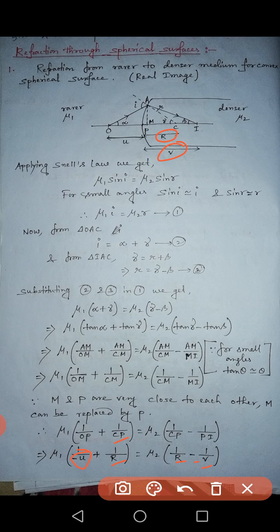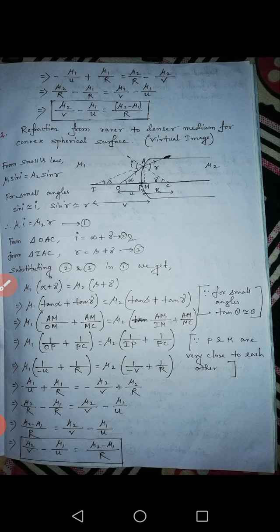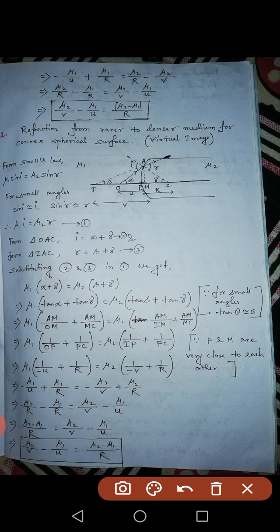Okay, next step. So next is minus mu 1 by u, then this one just rearranging we get it, and then terms including r, capital R, we are taking it in one side, and the rest terms we are keeping in other side, like this. Okay, this is simplification, nothing else. Then after rearranging we generally get this equation.